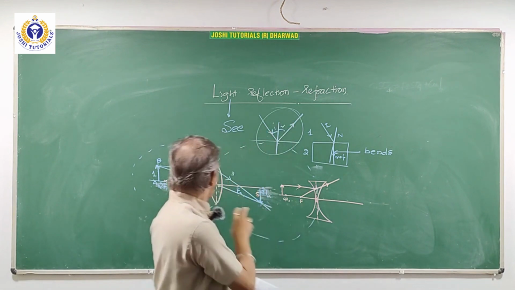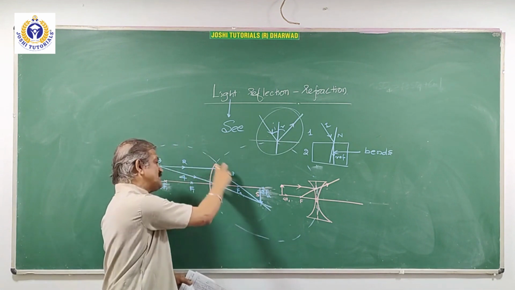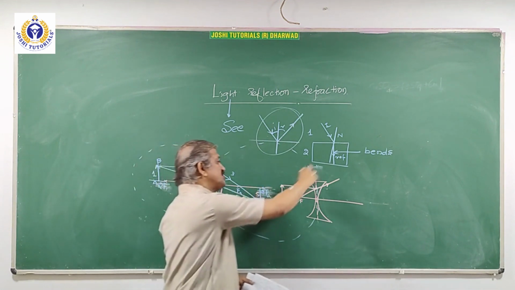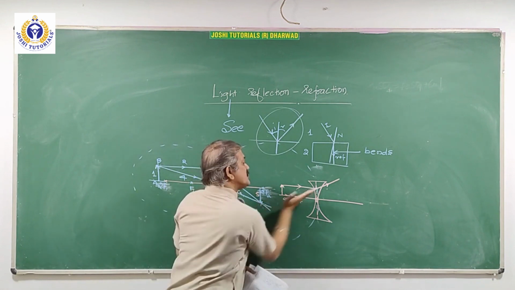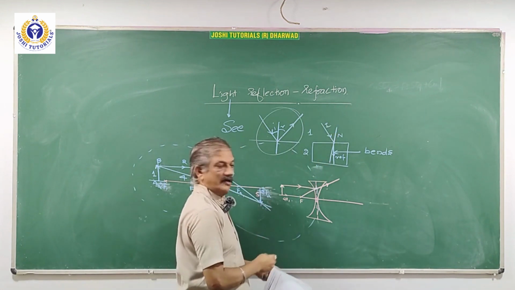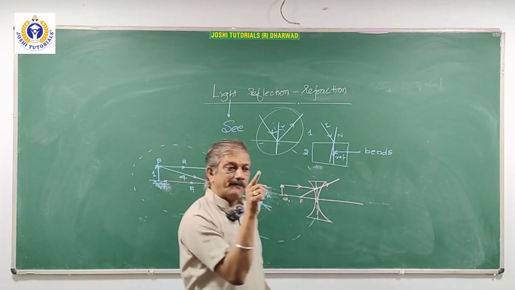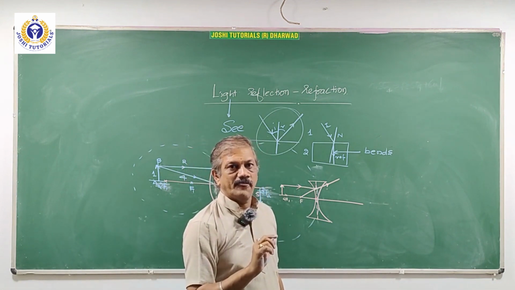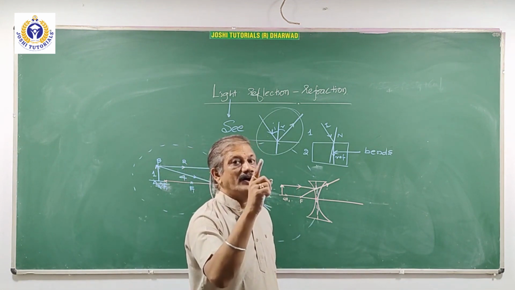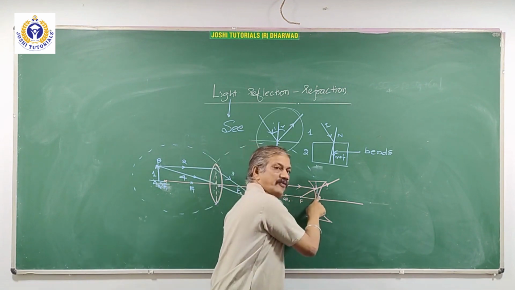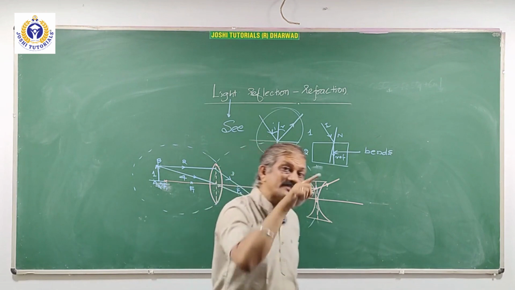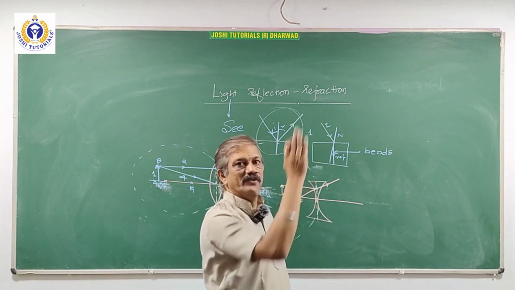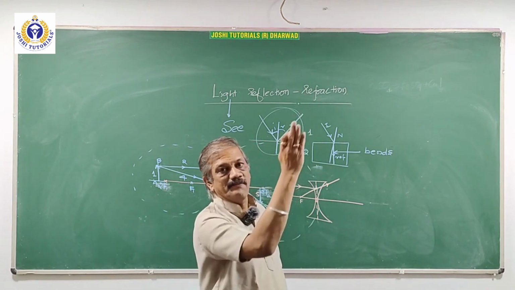Convergence, converging, diverging. So always draw from F, passing through. Otherwise, you will not get a perfect diagram. In case of concave lens and in case of convex mirror, pass through F because it is bending away.